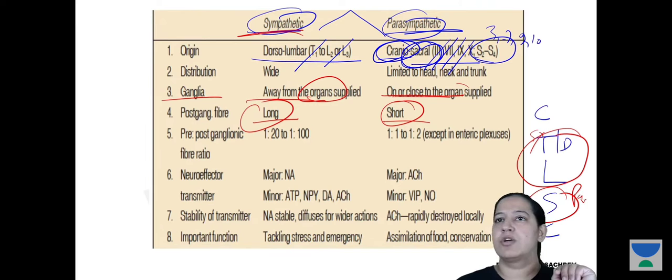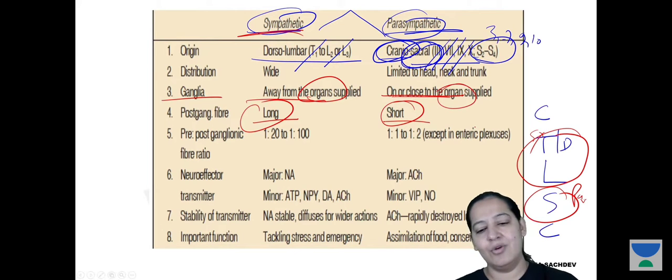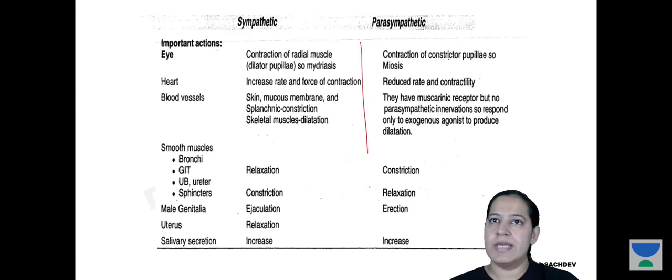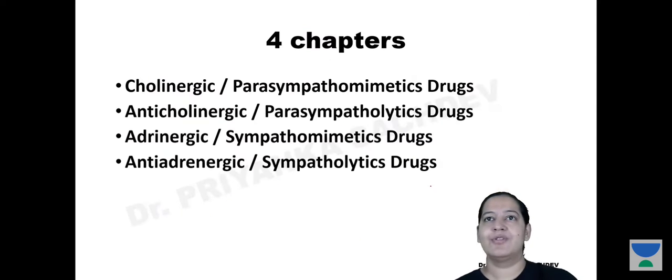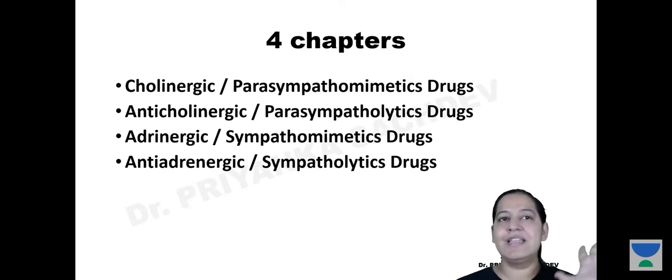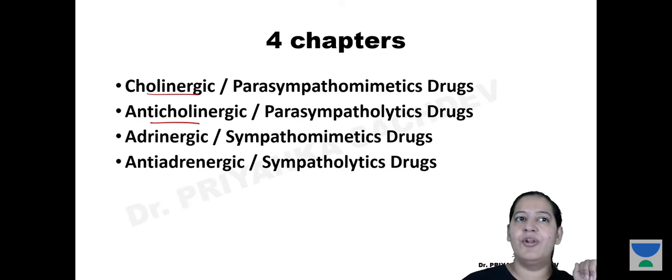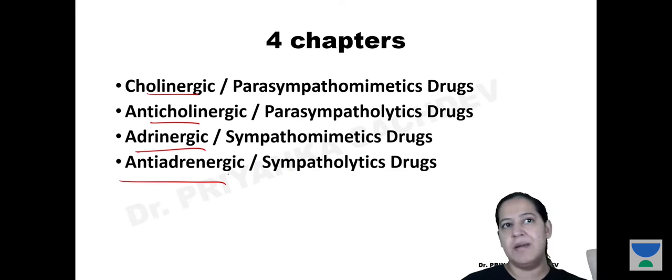Here it is closer to the organ. So you know the differences, and you know this thing also, the neurotransmitter. So that was the basic. Now we have to study these 4 chapters: cholinergic, anticholinergic, adrenergic, anti-adrenergic, one by one.